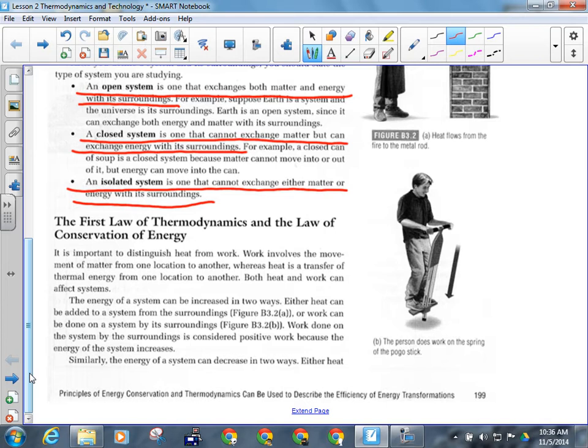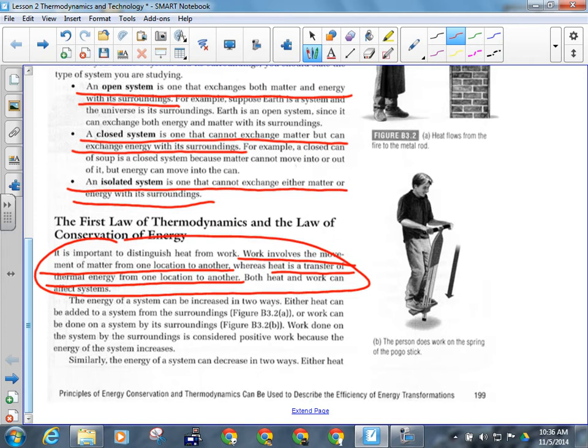All right, so it's important to distinguish heat from work. Work involves the movement of matter from one location to another, whereas heat is a transfer of thermal energy from one location to another. Possibly the most important paragraph in that section of your notes, because it distinguishes between work and heat, tells their similarities and their differences. They're both transfers of energy. They're just transfers of different kinds. Work is mechanical, heat is thermal.